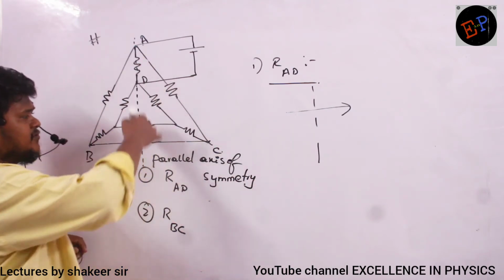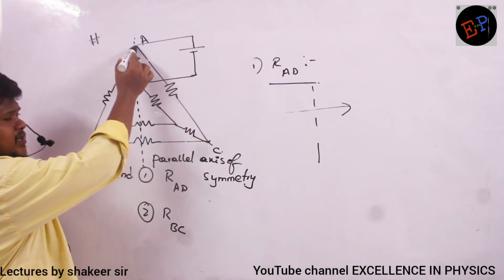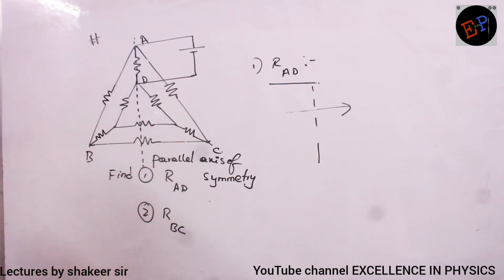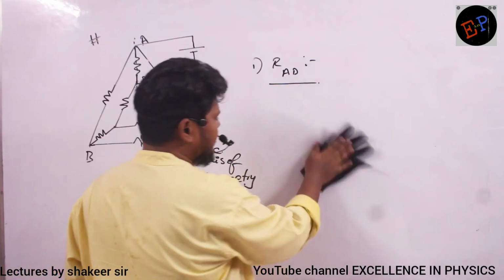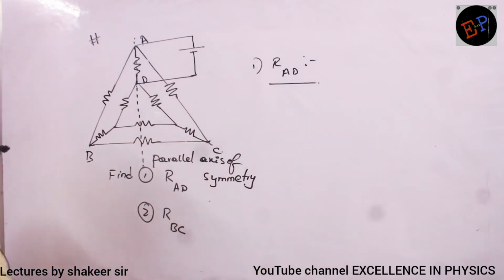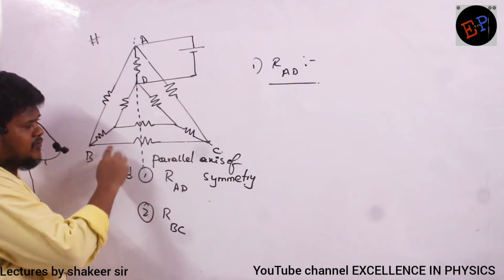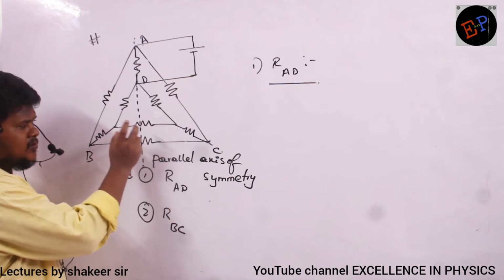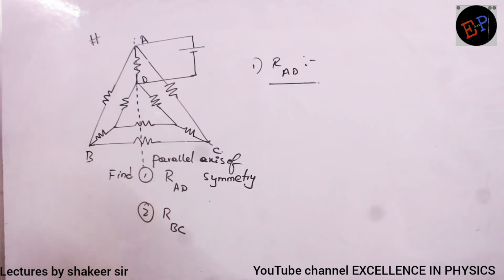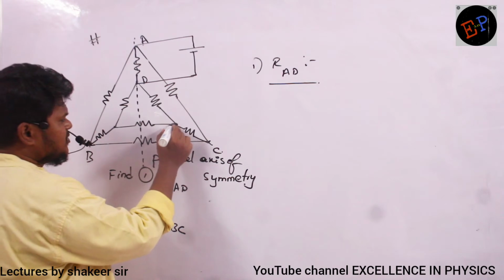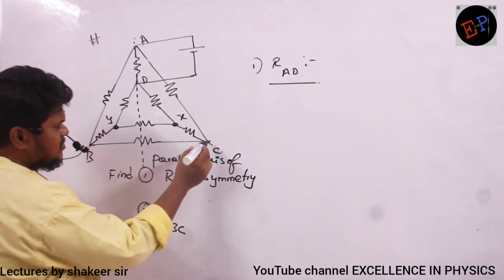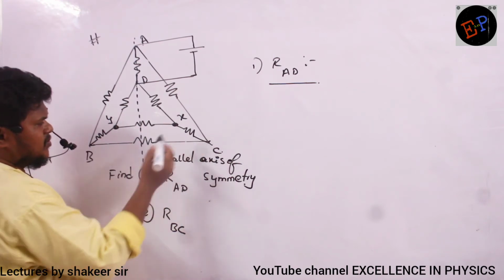Because this line is in which direction? It is in the direction of current flow itself. Current starts from A, finally reaches D. Clear? So this is my parallel axis of symmetry. And what is the importance of parallel axis of symmetry? In capacitance, what we have studied. In parallel axis of symmetry, the points which are on either side of this parallel line of symmetry, those 2 points will be equipotential points. For example, if I name this point as point X and this point as point Y. Similarly, this point is point B and this point is point C.